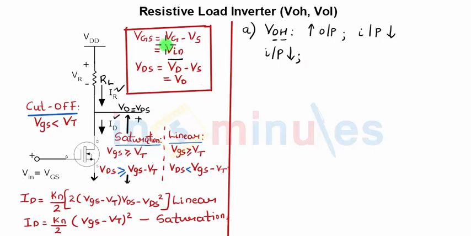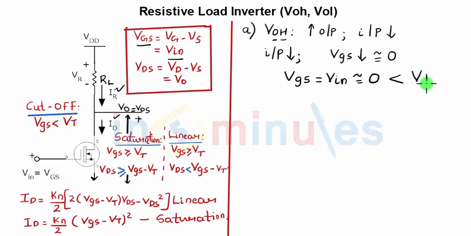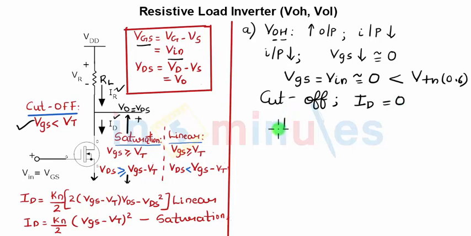Input is nothing but VGS. So we can easily say that VGS is low. Low means nearly equal to 0. So VGS, which is nothing but Vin, is approximately equal to 0, and will surely be less than the threshold voltage VTN, which is 0.6 to 0.7. This easily says that my transistor is in the cutoff region, and in the cutoff region, my value of current is equal to 0.